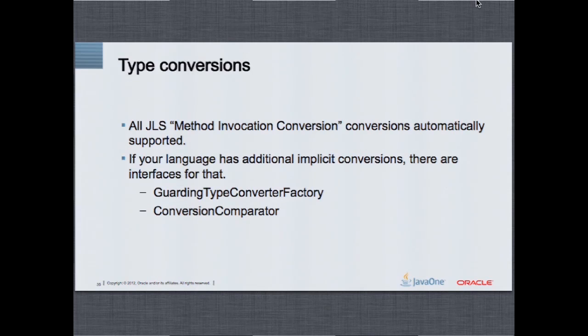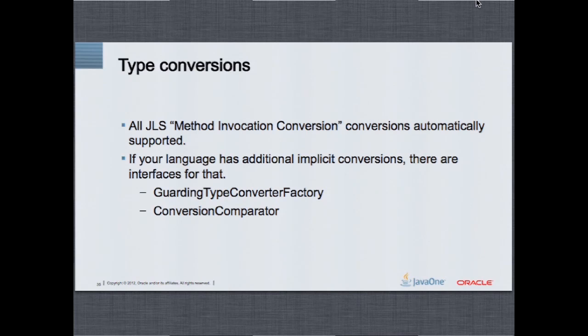We support all the method invocation conversions as specified by the JLS. If your language has additional conversions, there's a place to plug those in the framework as well. You can have your type converter factories, which produce, again, usually guardWithTest converters saying, hey, as long as I got an instance of my special object and it needs to be converted to string because my language, in its infinite wisdom, actually supports conversion of arbitrary objects to strings, then here's a method handle that does it.